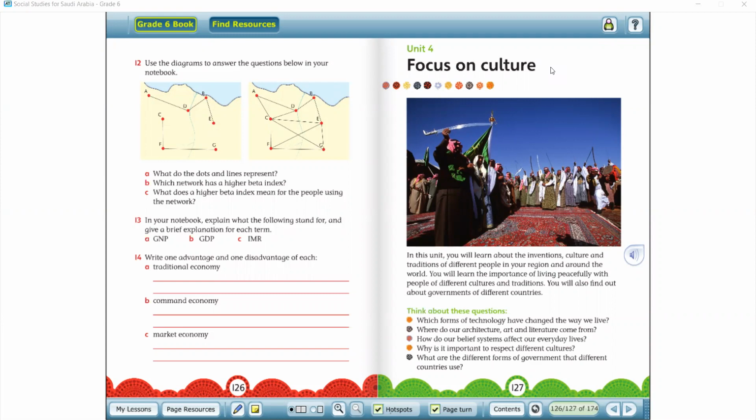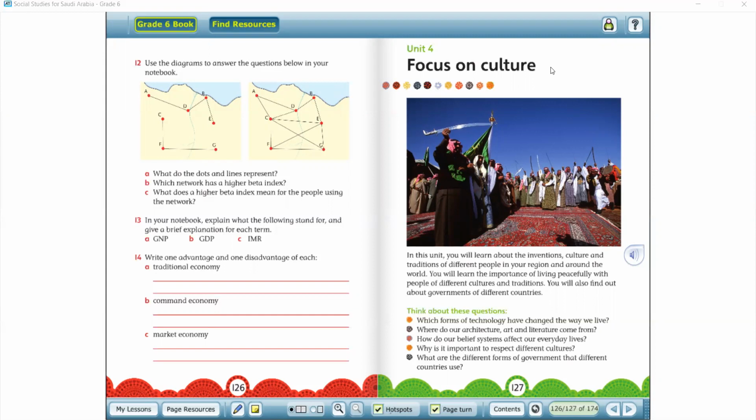Basically on this, you're going to learn about the focus on culture. So looking at the culture at this moment, you are going to learn about the inventions, culture, and traditions of different people in your region and around the world. That's a lesson based on page 127. And I also give you a few questions to think about at the bottom there.